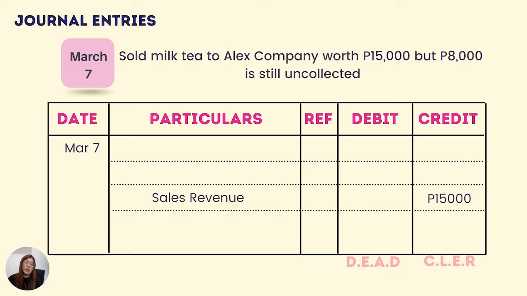Now, what are the other accounts affected? Ano ba yung mga ibang accounts na affected by this transaction? Since nakabenta tayo, it means naka-receive ng cash yung company. Tama? Pero question, lahat ba ng 15,000 sales natin, cash ang binayad sa atin? Hindi, kasi sabi dyan, 8,000 is still uncollected. Therefore, there are two more accounts that are affected by this transaction.